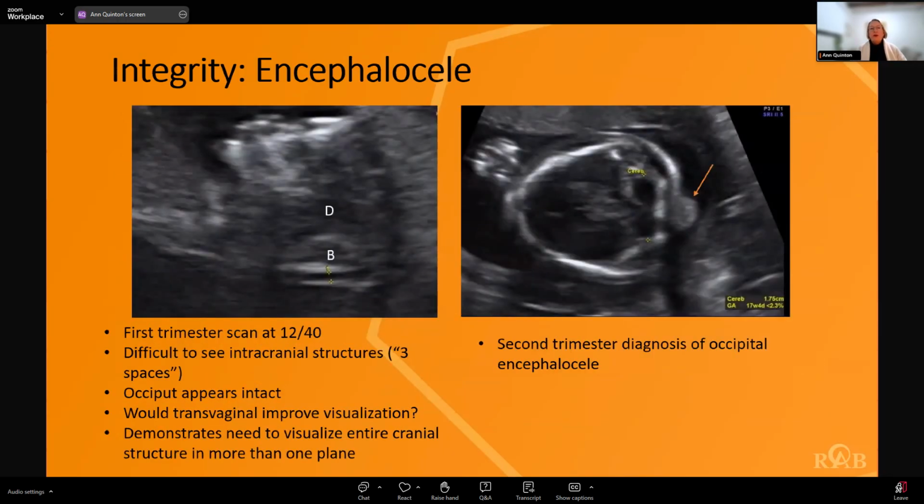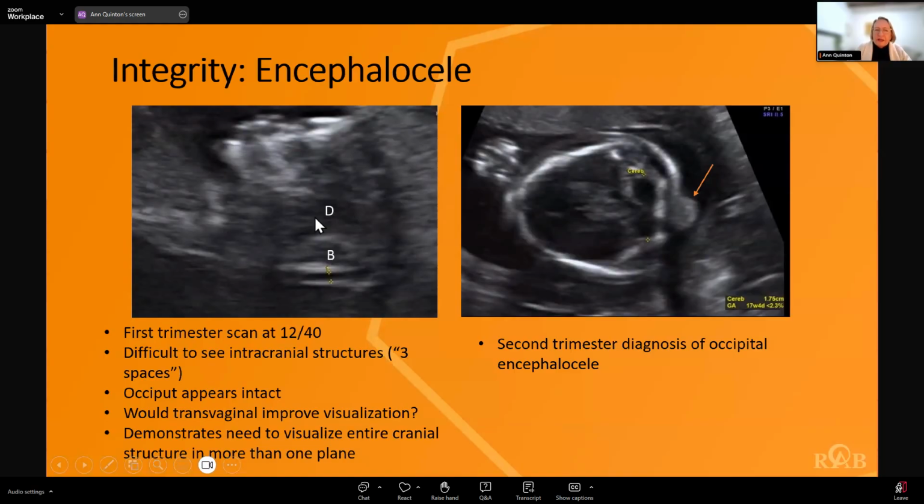So we've got a few more examples here. On the left, we can see this is a first trimester scan, and you can see that this looks like it was quite a difficult ultrasound. You know, the resolution is not great, and this fetus is about 12 weeks of age. And I'm hoping that you can appreciate, even though it is a poor ultrasound image, that the intracranial structures, so the three spaces or the DBIC, are difficult to see.